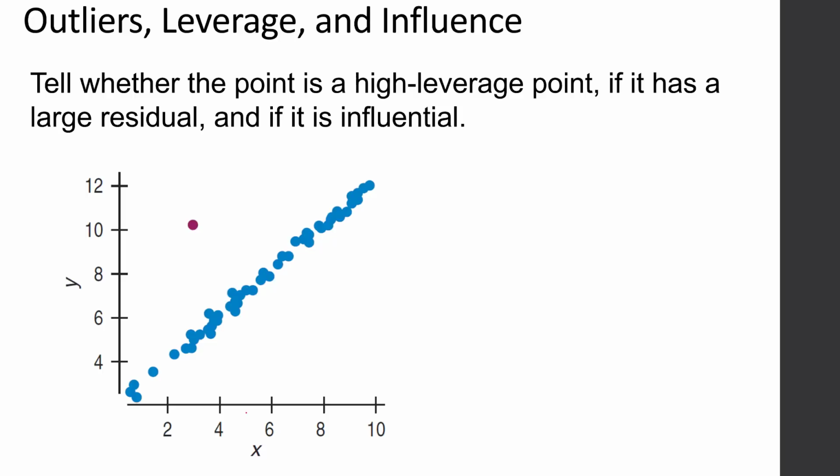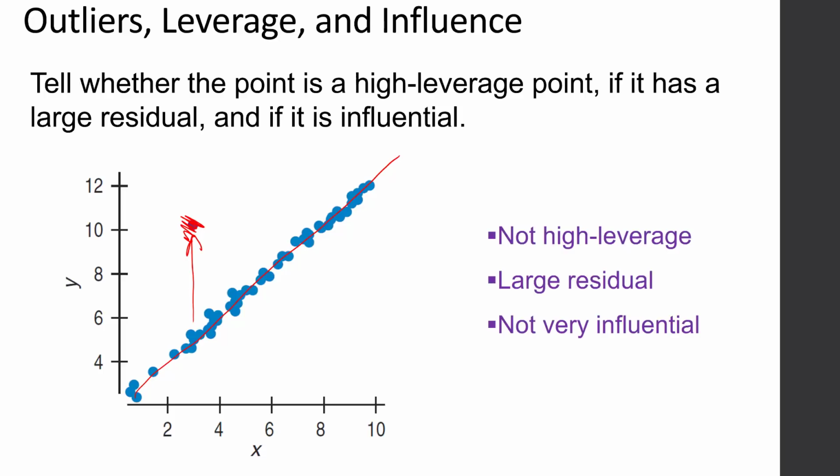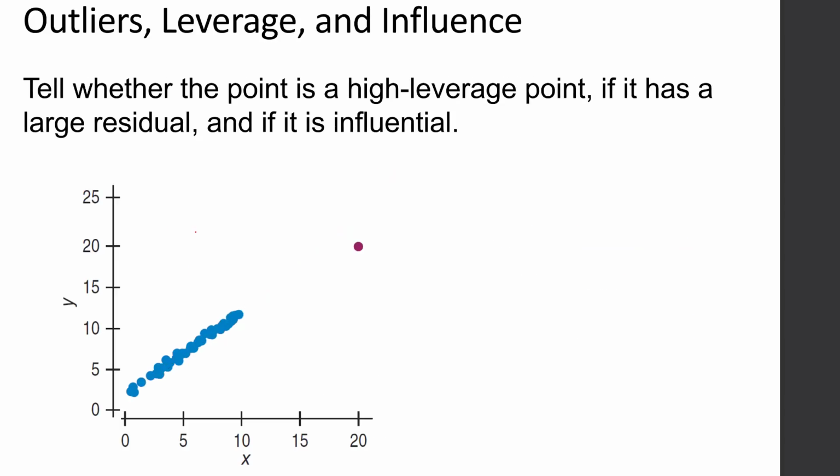So first of all, is it far away from the mean of the x's? No, not in particular. So I'm not going to say it has high leverage. What about a large residual? Yeah, the line is probably going to fit right through this data. This point is far away in the y direction, so I'm going to say it has a large residual. Is it influential? If I took this out, would it change my regression model? Probably not. So we're going to say not high leverage, it does have a large residual, and it's not very influential.